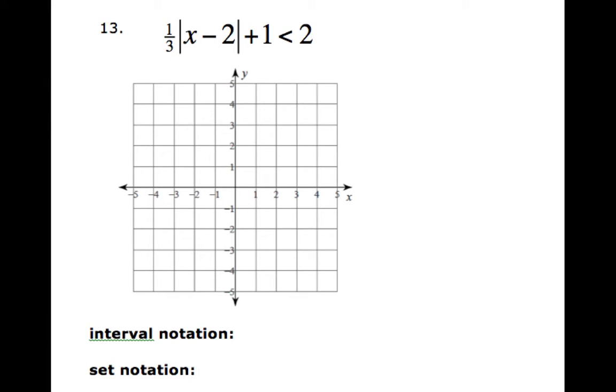Question 13. This was a tough one. Many students had a hard time with this one. All right, again, it's a situation where we have an absolute value and it's less than some line here. All right, let's see if we can graph this first of all.